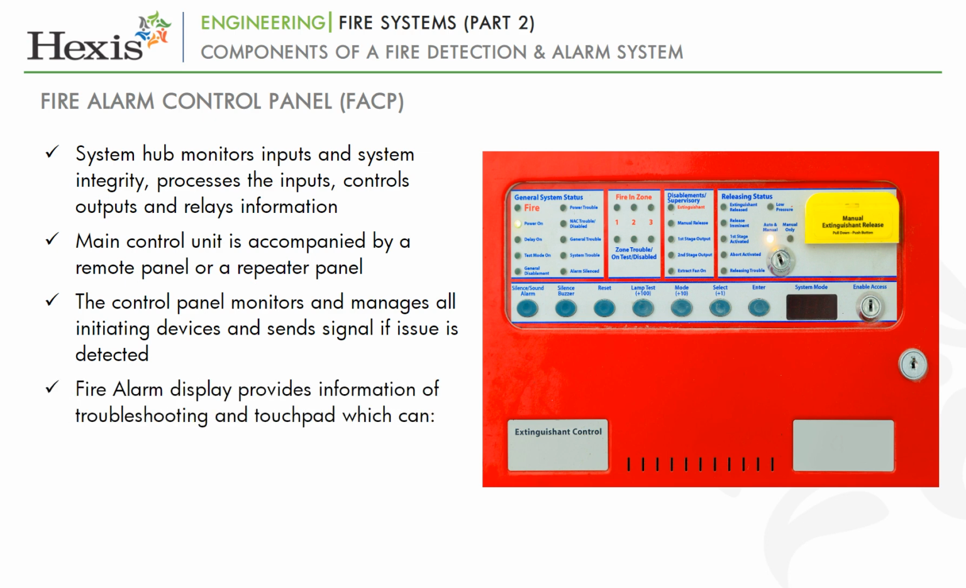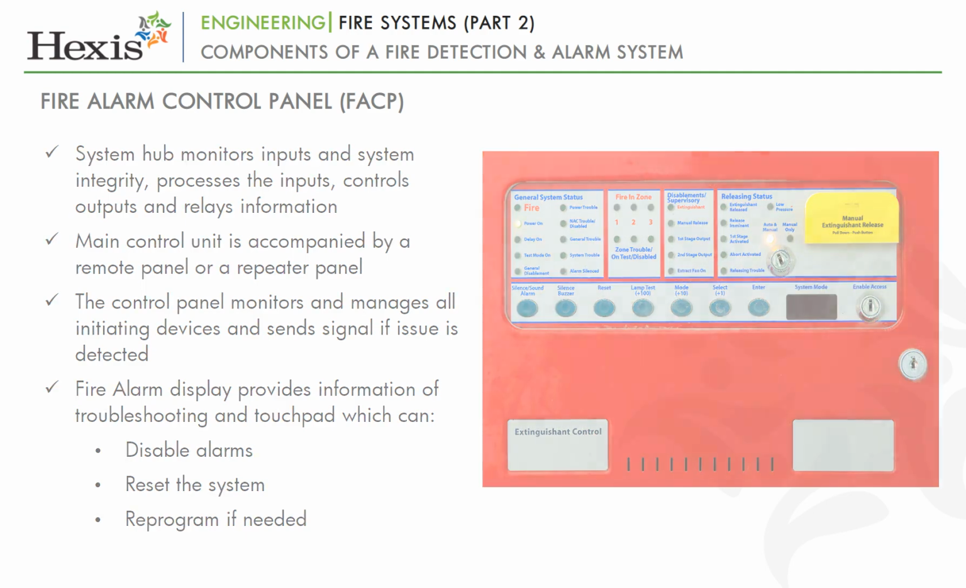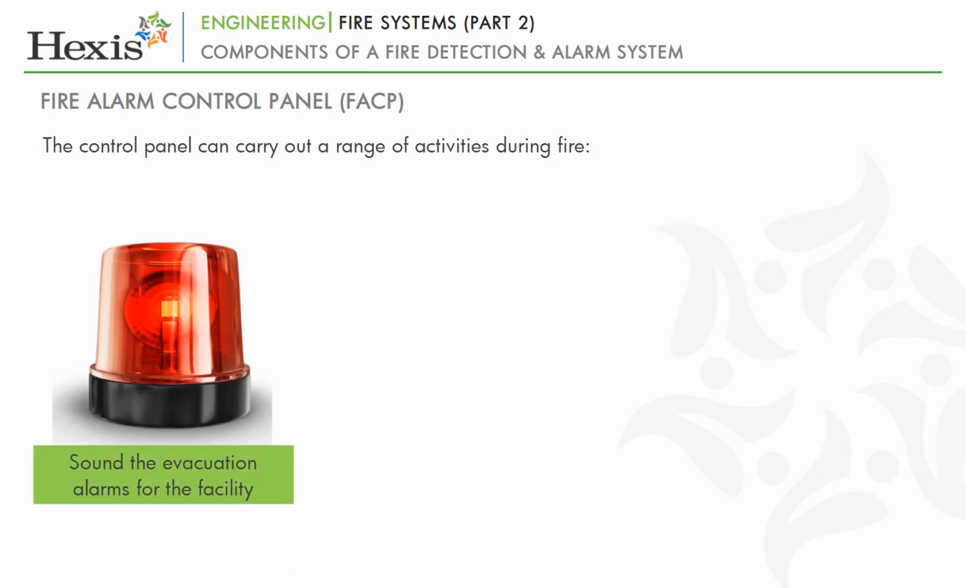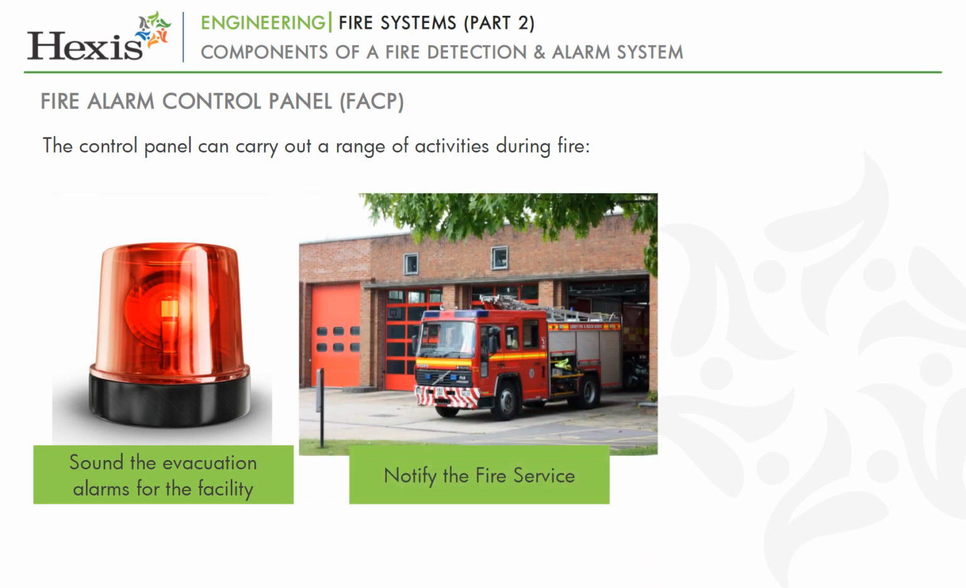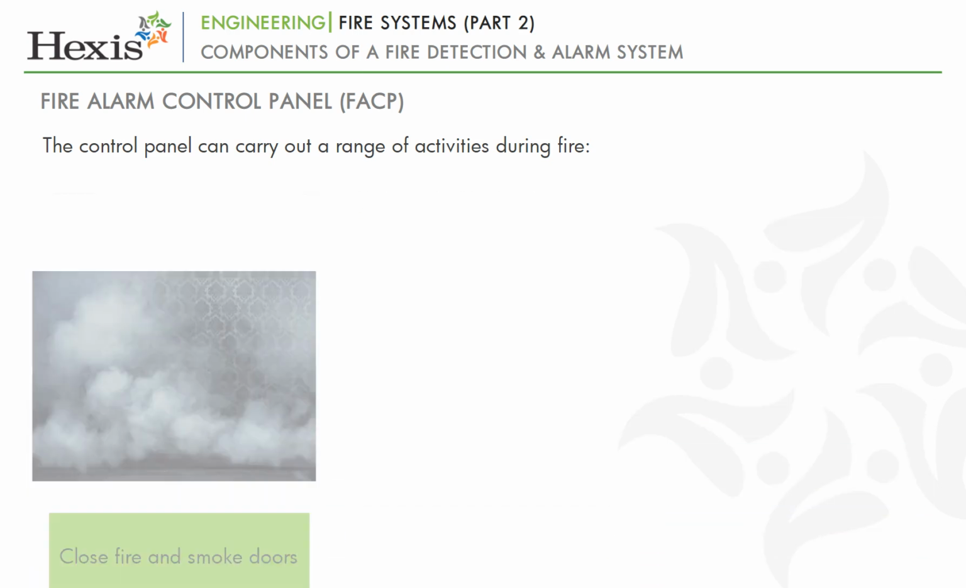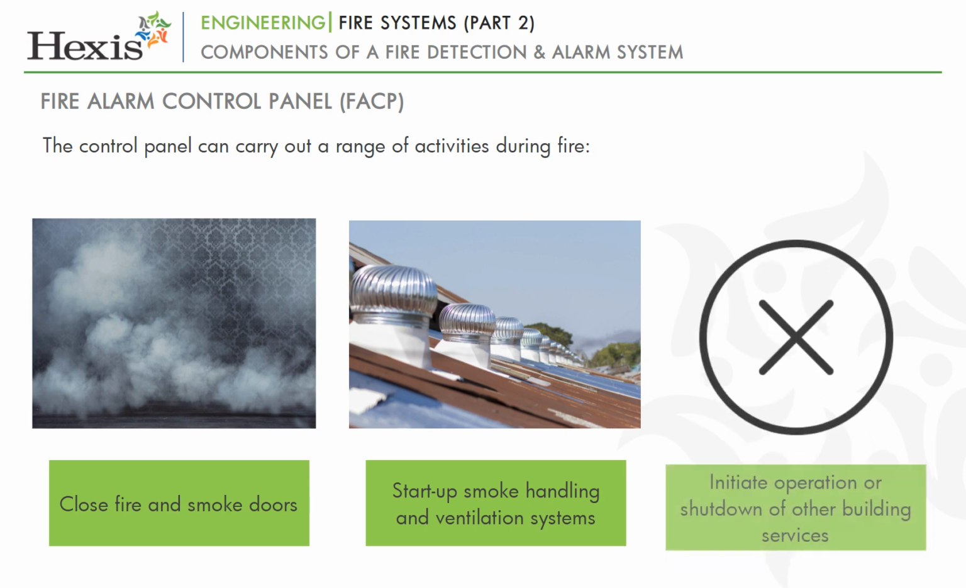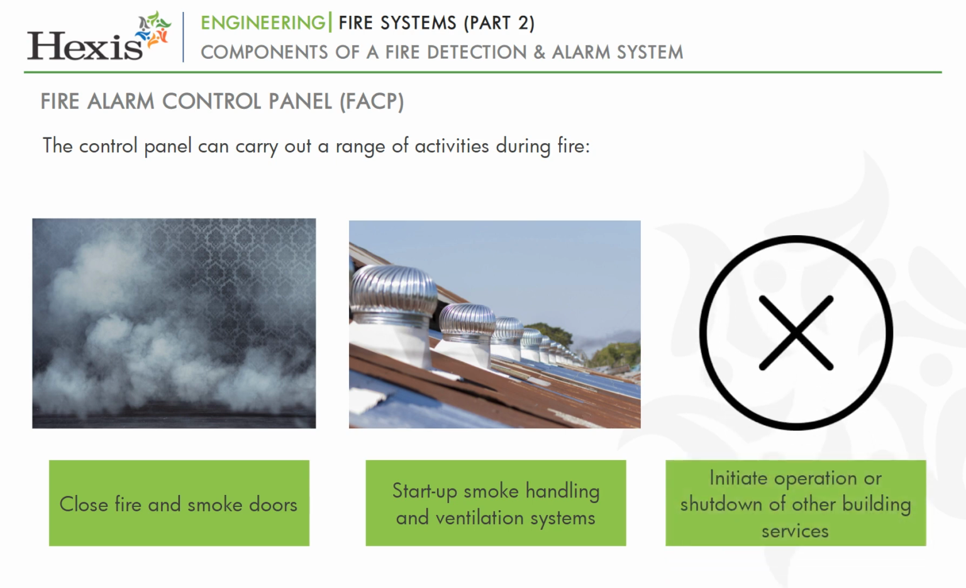In each fire alarm control panel, the display provides information of the system status with troubleshooting codes and a touchpad to manage the system directly. From this system, one can disable alarms, signal alerts, reset the system following an issue, and reprogram when called for. When a fire condition is detected, the control panel can carry out a range of activities including sound the evacuation alarms for the facility, notify the fire service, notify the building management, close fire and smoke doors, start up smoke handling and ventilation systems, initiate operation or shutdown of other building services.